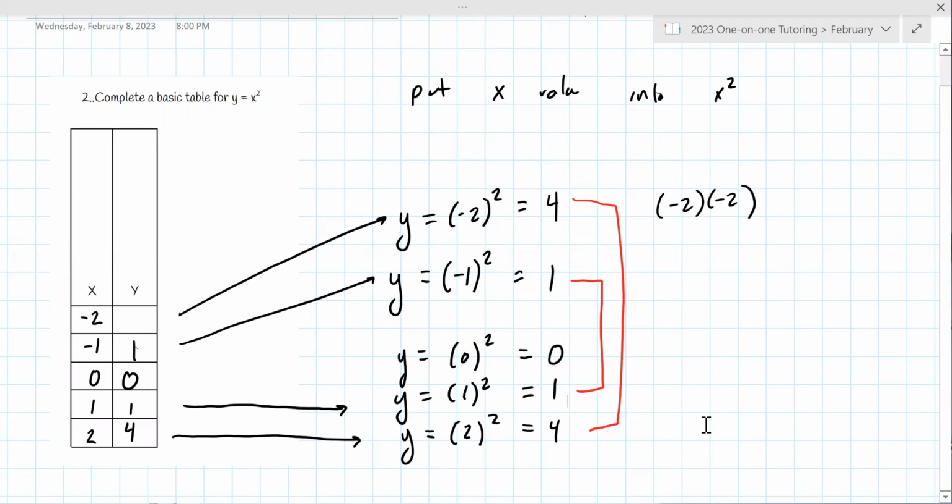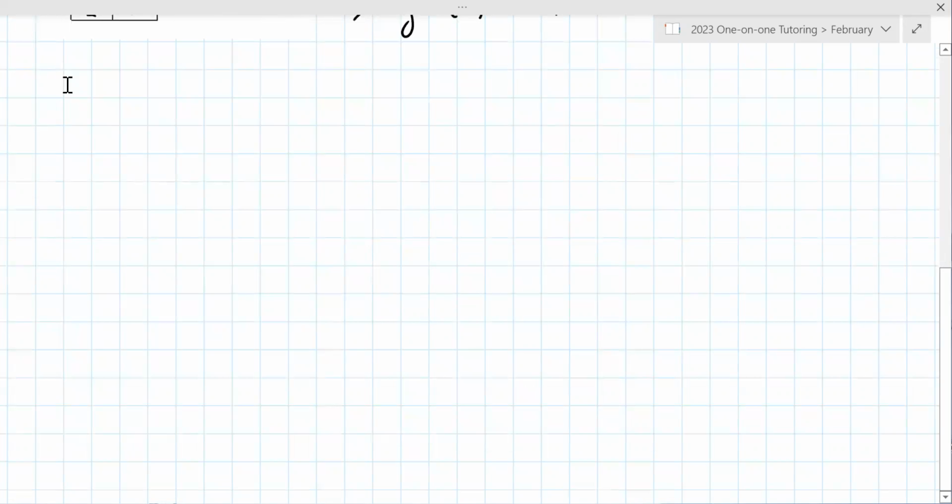Yes, I do. Okay. And that's always the case in these quadratics. There's some symmetry there that we can take advantage of. So now I'm going to snip in the graph.